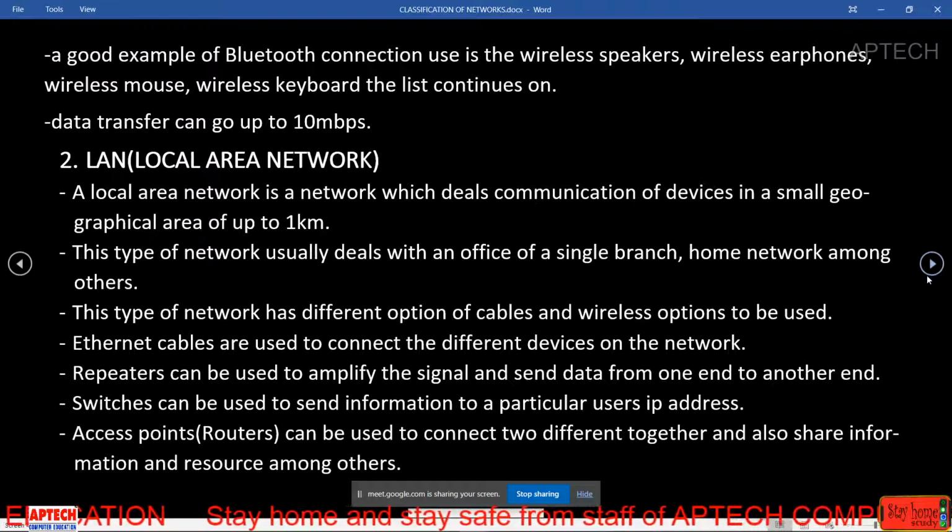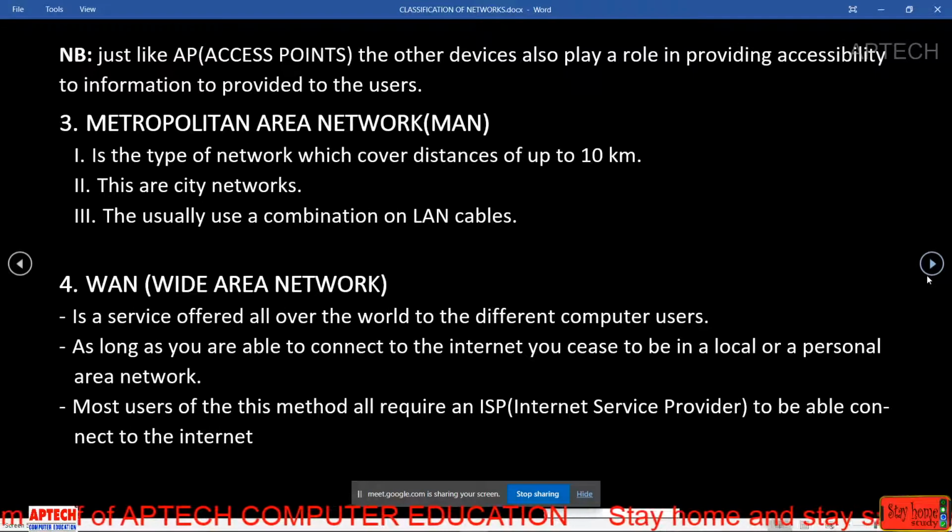This type of network usually deals with an office, a single branch, or a home network, among others. It has different options of cables and wireless options to be used: Ethernet cables, which we have already seen, repeaters, switches, which we have also seen, access points, or routers, which we have also seen.